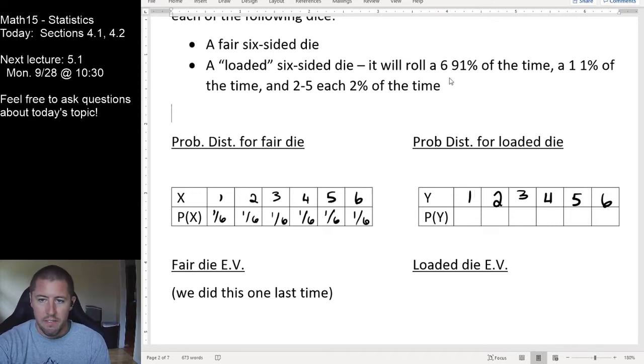So the information I've given, I was told here I'm going to roll a 6 91% of the time. So I'll put a 0.91 as the probability that's associated with rolling a 6. We're going to have a 1% chance of rolling a 1, so there's my 1% chance. And we're going to have a 2% chance each of 2 through 5.